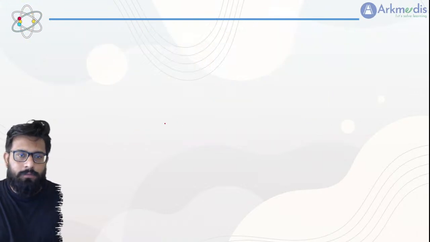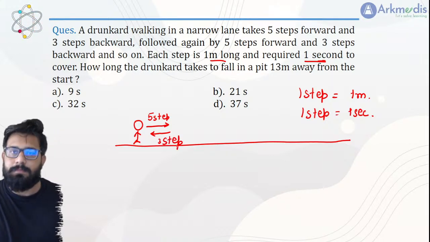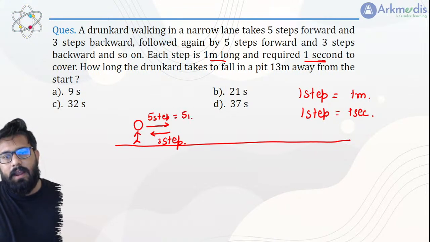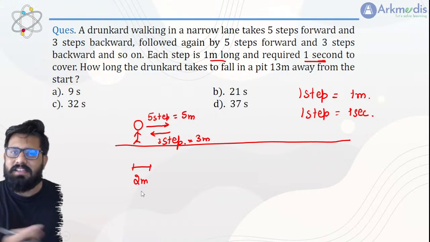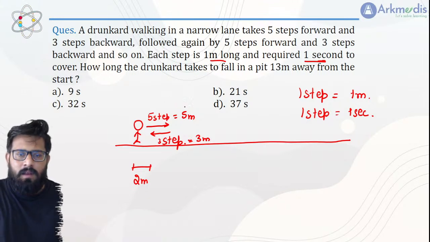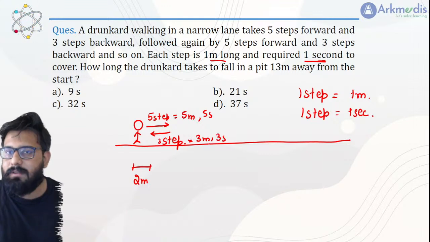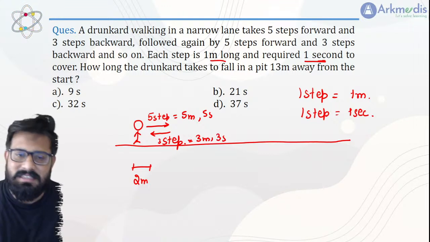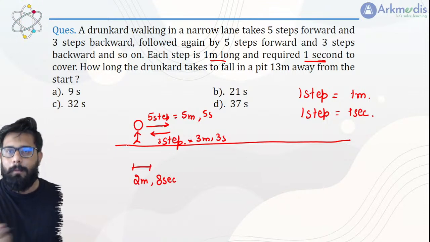Okay, so if we talk about this drunkard, what will be the displacement of this drunkard? If he is moving 5 meters forward and then 3 meters backward, the displacement is 2 meters. And in this 2 meters, how much time is he taking? 5 seconds for the forward and 3 seconds for the backward. But we know that time is a scalar quantity, therefore we have to add this time. So it will take 5 plus 3, 8 seconds for this complete motion.